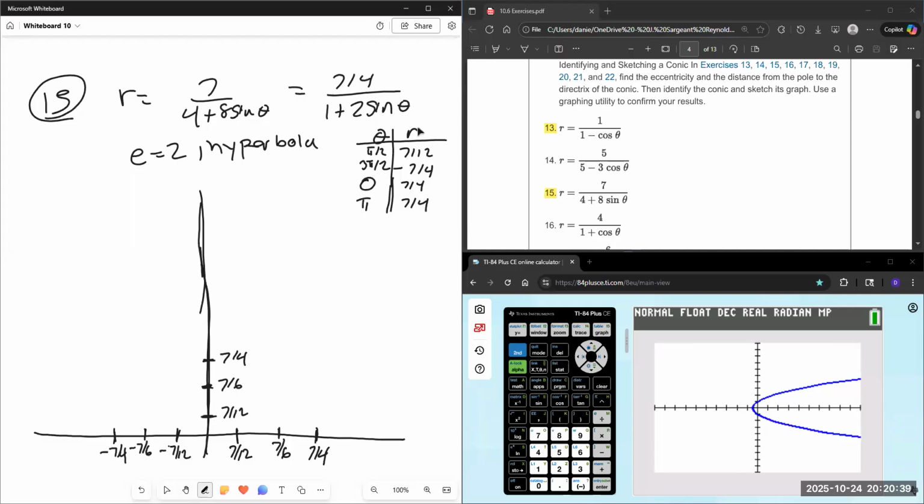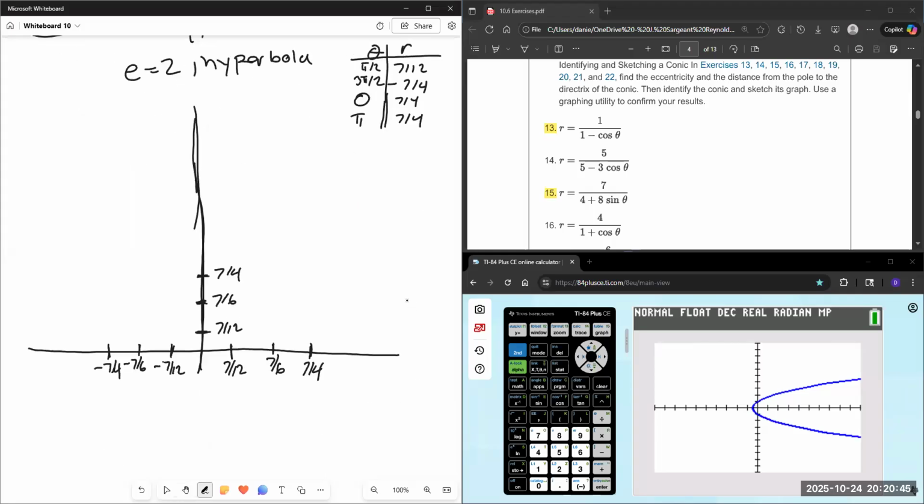I'm not going to get a complete picture of this, but at pi over 2, I go to 7/12 when I'm looking that way. When I'm looking at 3 pi over 2, I go negative 7/4. So all the way up here, that's my other vertex at the other end. And then we have x-intercepts at 0, 7/4. And when I'm looking in the direction of pi, I also walk 7/4. So that's negative 7/4. And I have some symmetry here.